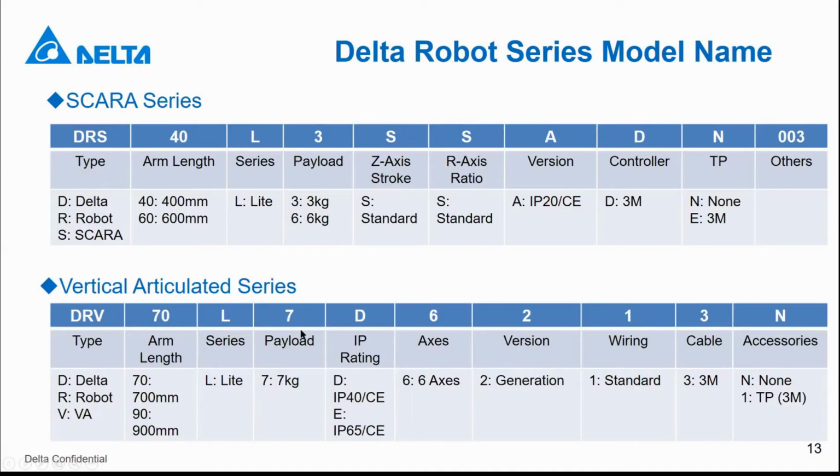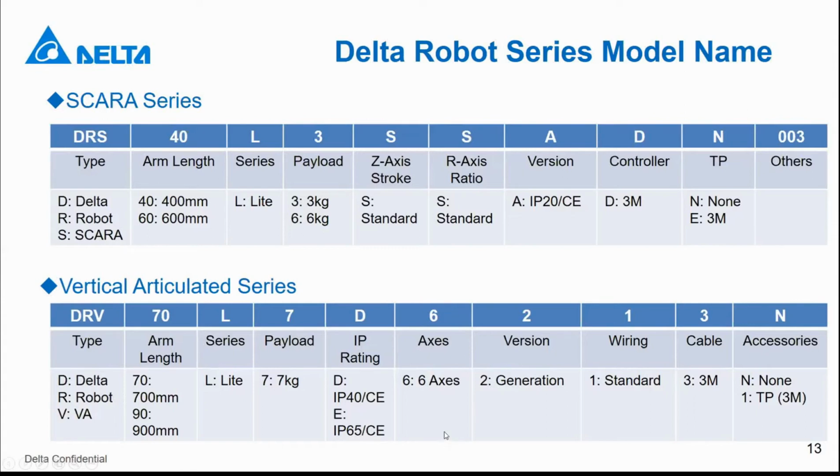Now we only have a 7 kilogram option. And next is also the hardware version. Here you have more options for different IP protection. So now we have two options. One is IP40, and the other is IP65. If you need waterproof or protection from dust, then you can choose the IP65 version.